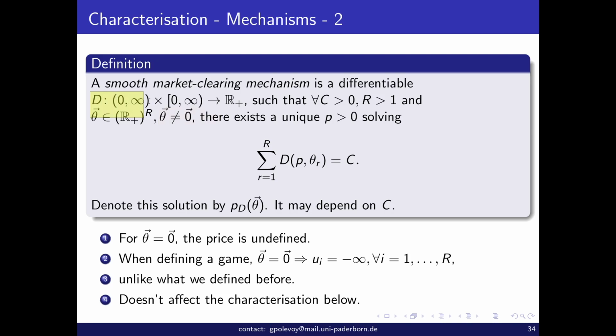D is defined over all the positive prices, so it's fine to divide by price. Okay, so as I said, our original proportional sharing is one of those smooth market clearing mechanisms. I apologize when I say market sharing instead of market clearing. The mechanism is simply that the function is d of price and bid is bid divided by price. So how much you want to pay divided by how much a unit costs, and that's exactly how many units we get. And that fulfills all those requirements.